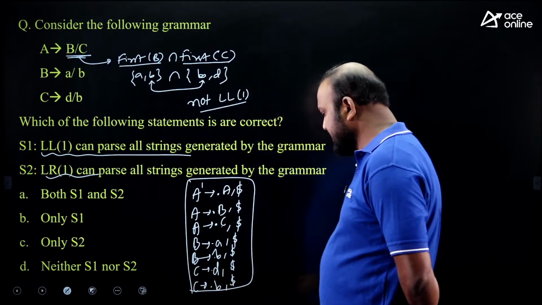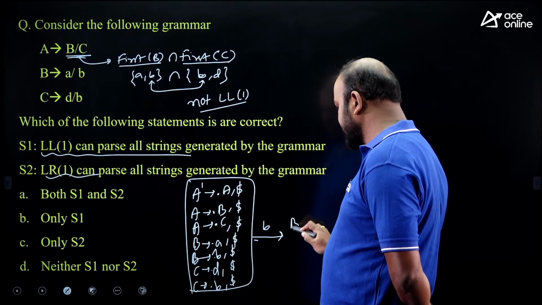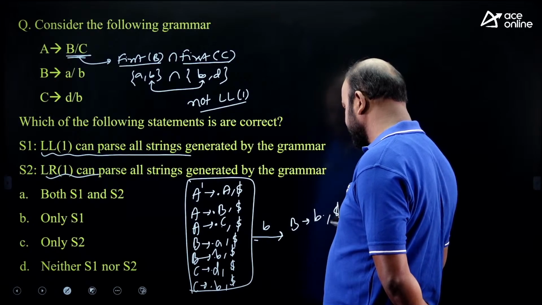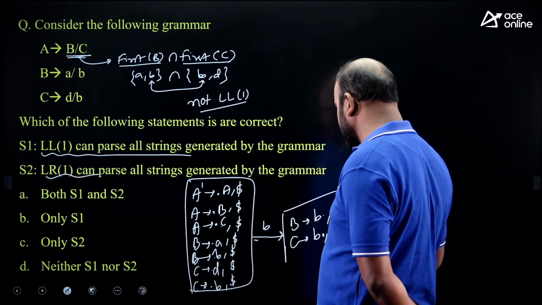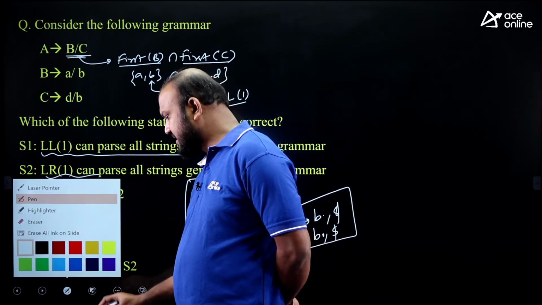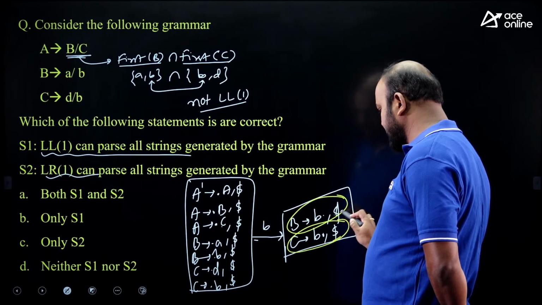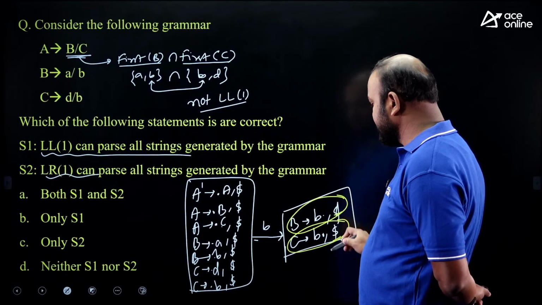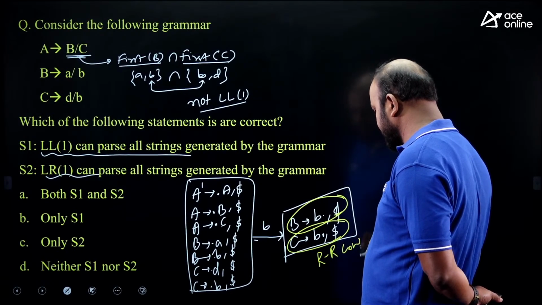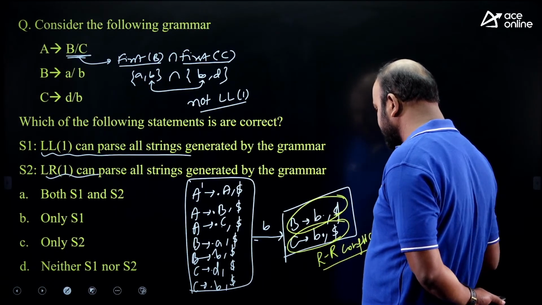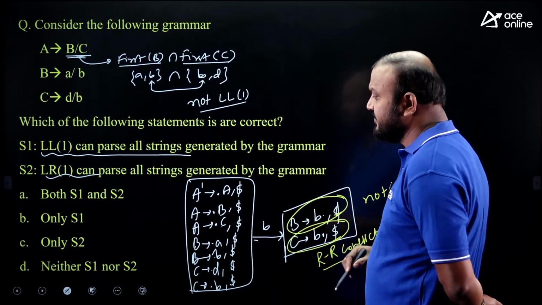And at this point there are no conflicts, but when you move dot one position to the right with respect to B, you are going to get B tends to B dot comma dollar, and C tends to B dot comma dollar. It means both are reduced. Because both are reduced on dollar, it is causing a reduce-reduce conflict. Because it is a reduce conflict, the grammar is not LR(1). Means the grammar is not LR(0), not LR(1).